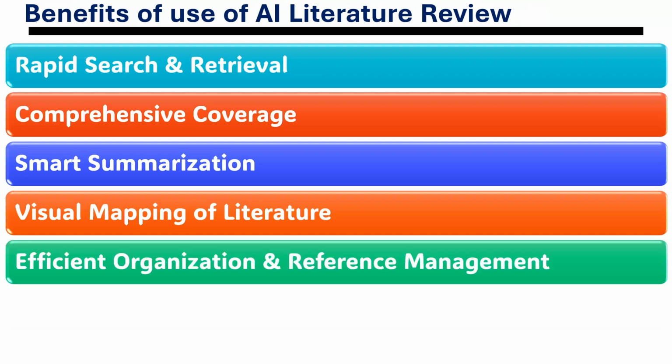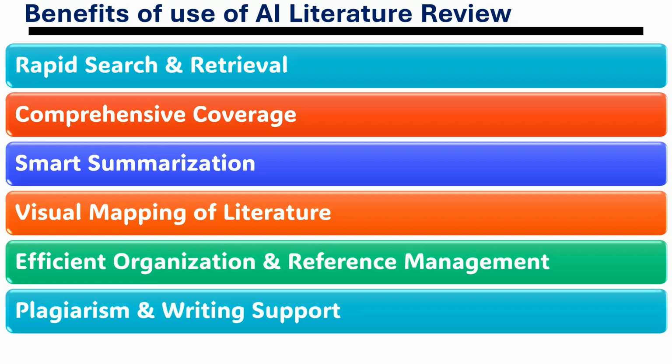Then we have efficient organization and reference management. AI tools with citations auto-tag, sort, and format references, which reduces human errors and saves time. And the last one is plagiarism checking with writing support. AI-based writing assistants help with paraphrasing, plagiarism checks, and language refining, which is especially useful for non-native English speakers.